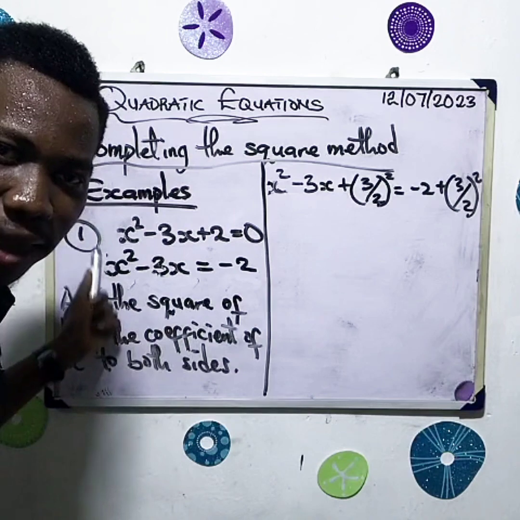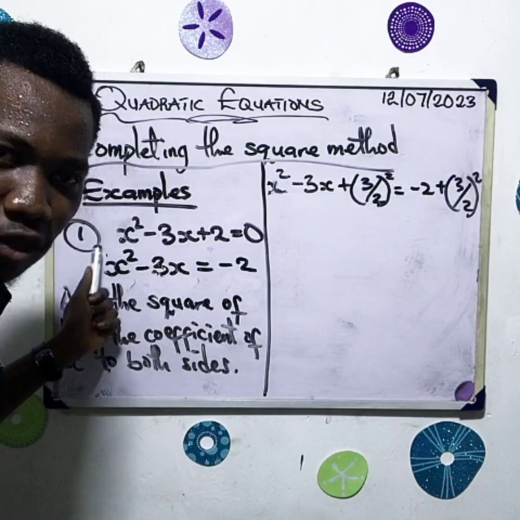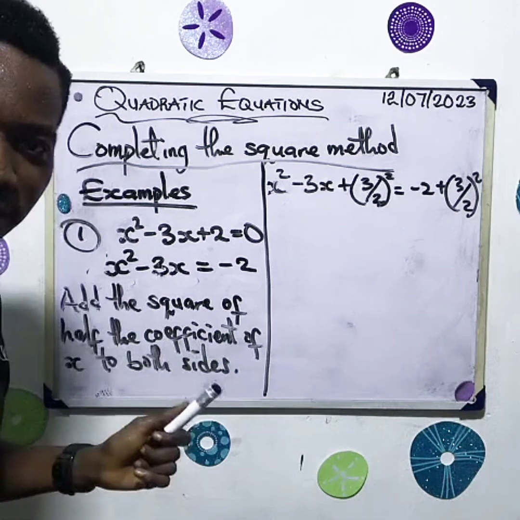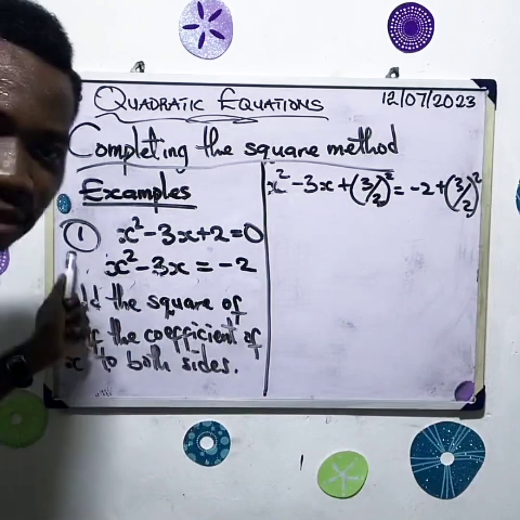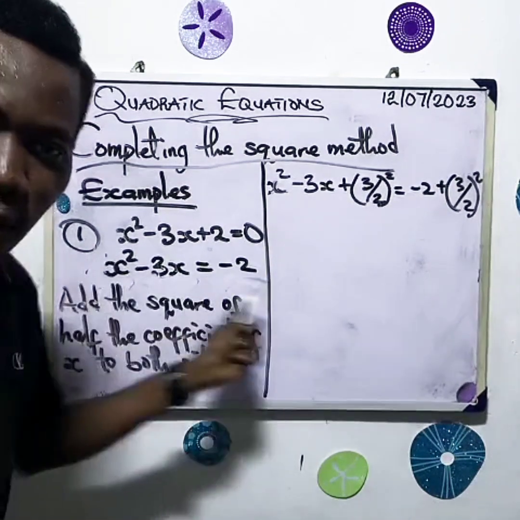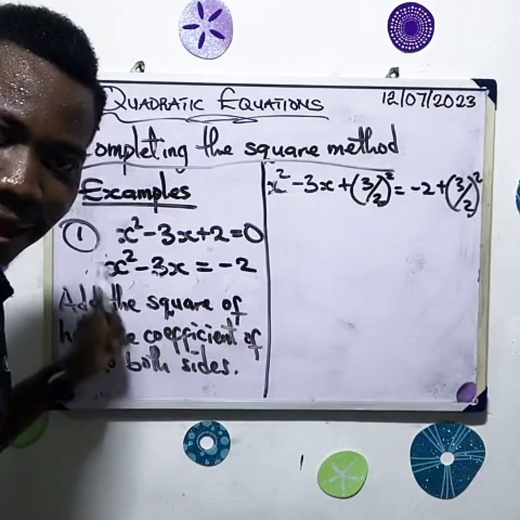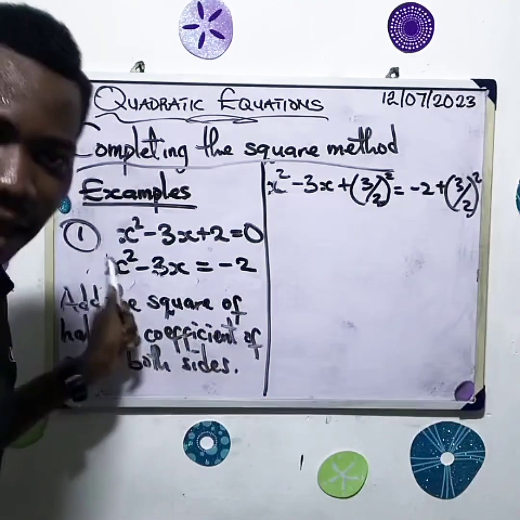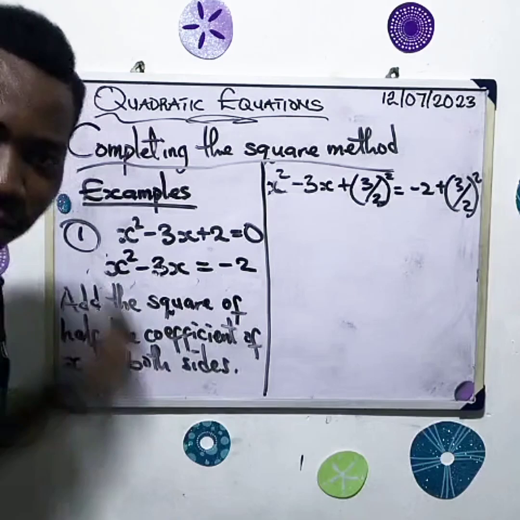Make sure you are having 1 as the coefficient of x squared. You don't want to have 2, you don't want to have 3. If you have anything there, you have to divide through by that coefficient so that you can clear it out. But in this case, our coefficient here is 1, so we can continue.